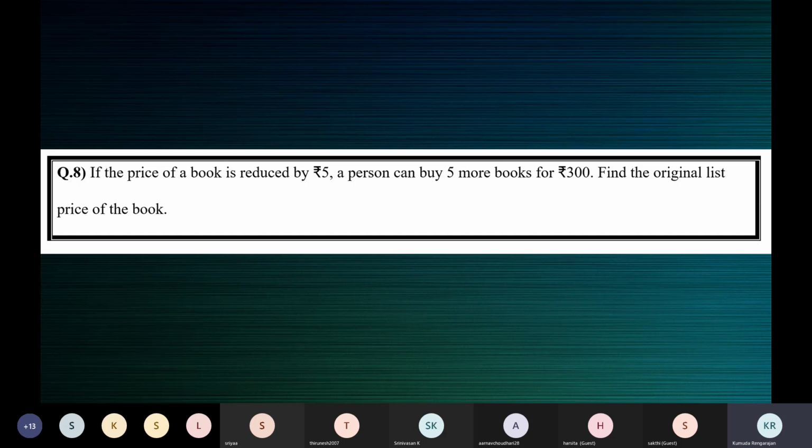Now where can I buy more books? Where the price per book is less, I can buy more books. So the difference is 5 books. Where you buy more books minus where you buy fewer books is equal to 5, is the equation. Let me show you and explain again.